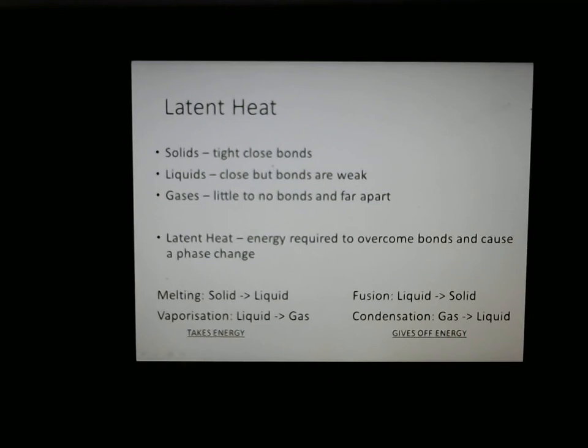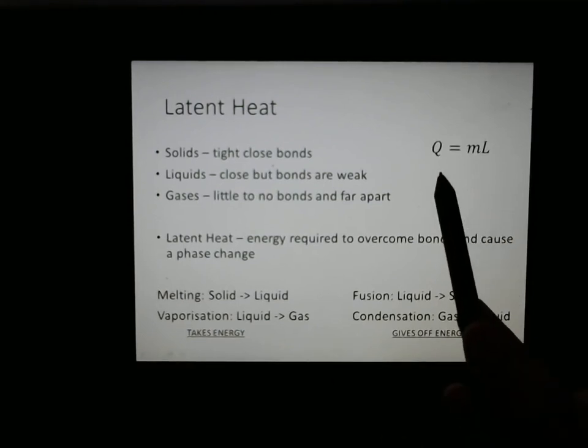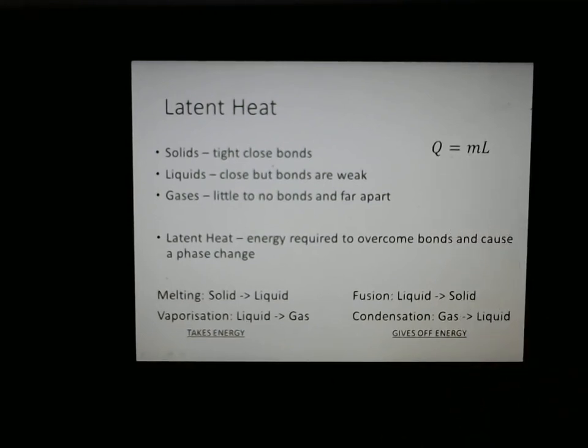The formula for this is pretty straightforward. Q equals mL. Okay? Q is an energy change, a heat change. So we're using the same thing as with our specific heat capacity formula that we saw in our last video. m is our mass in kilograms, and L is the constant for that phase change.